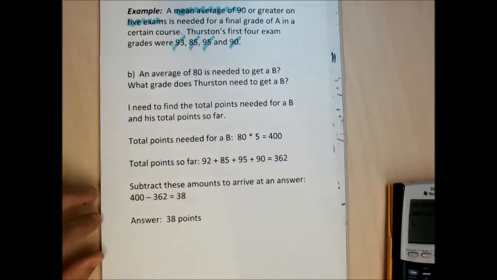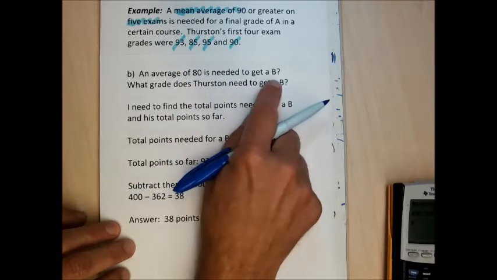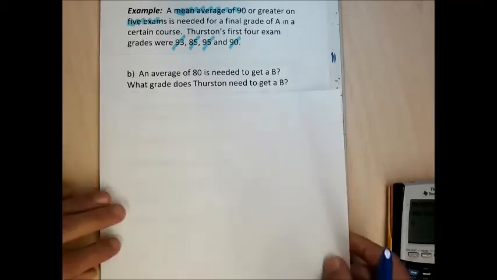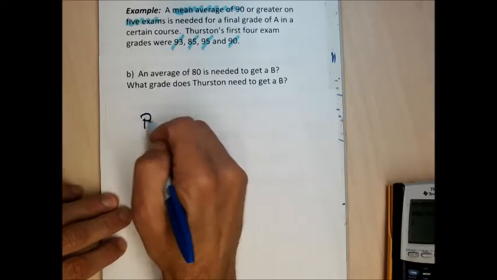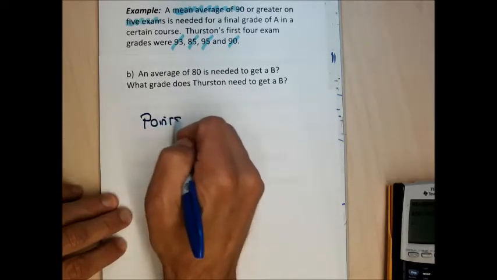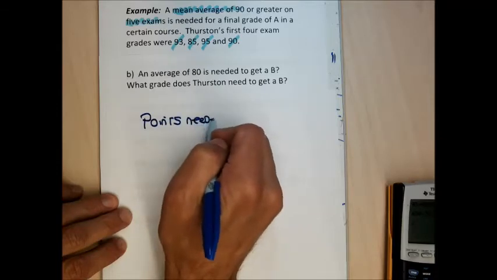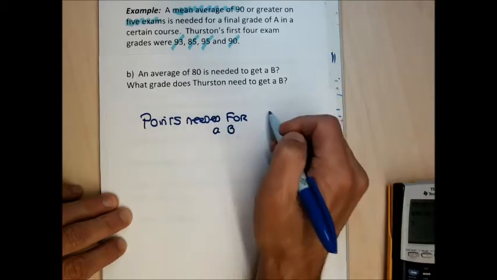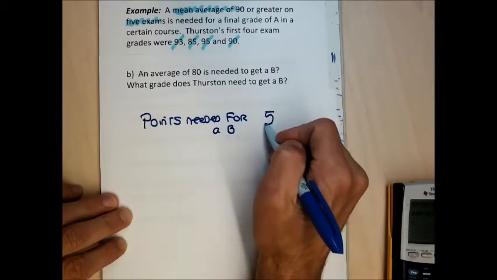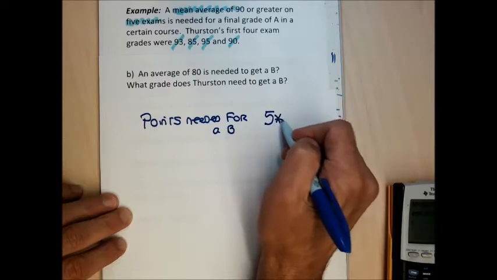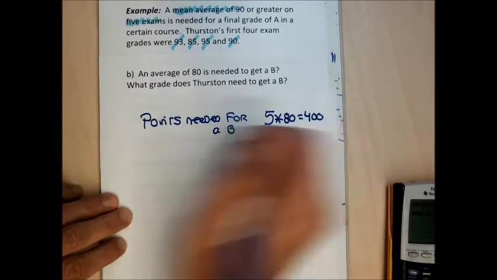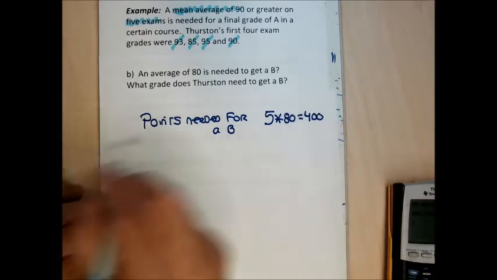For this same example, I did another question. It says an average of 80 is needed to get a B. What grade does Thurston need to get a B? Simple to do that. First I'm going to figure out the points needed for a B. We're taking 5 tests after we're done with all the tests. I need to average 80 on each, and 5 times 80 is 400. So you need to have 400.